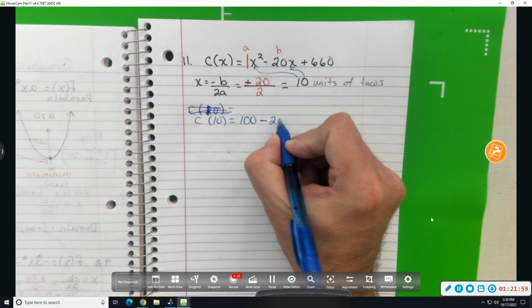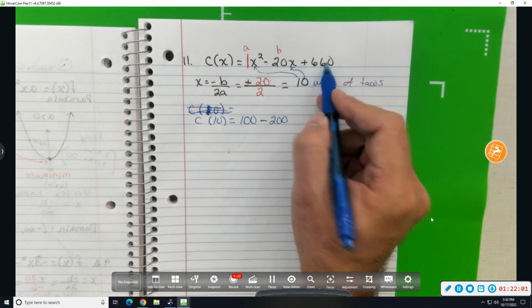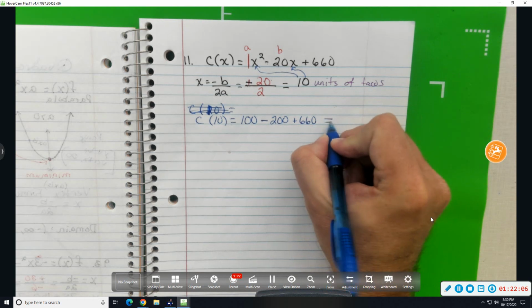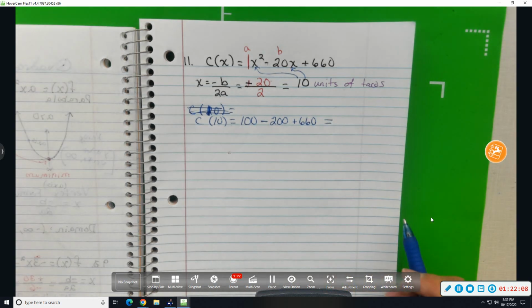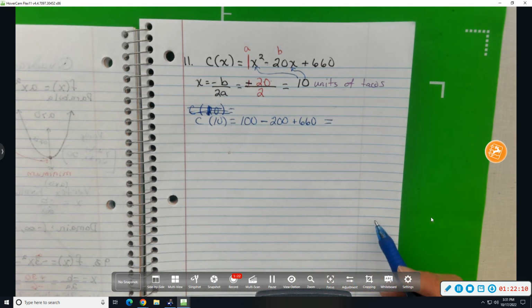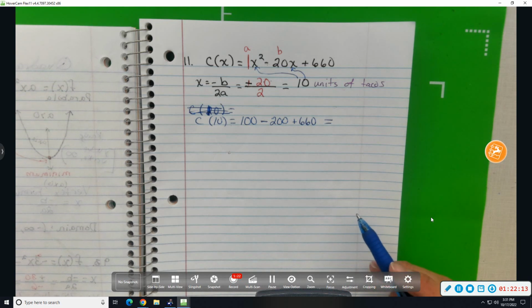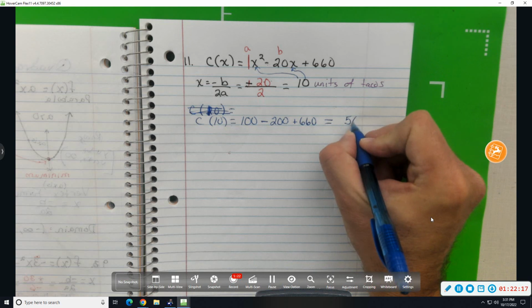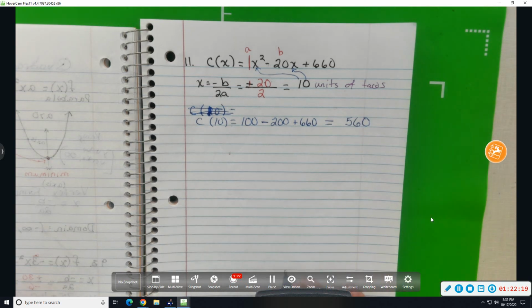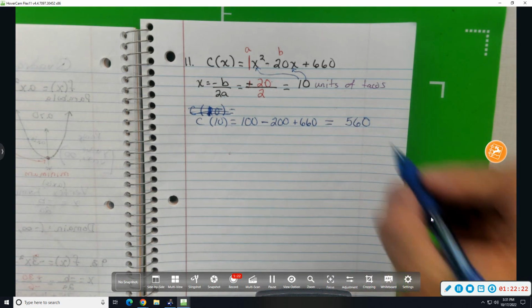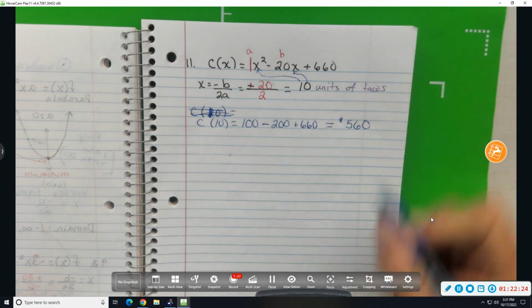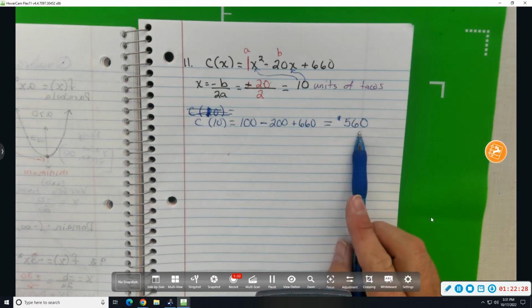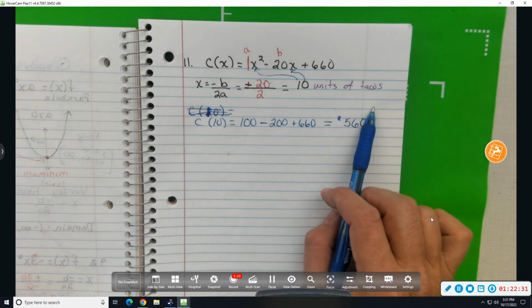200. And we still have that plus 660. So 100 minus 200 is negative 100, plus 660 is 560. And that's dollars. Wow. It cost her $560 to make her 10 units of tacos.